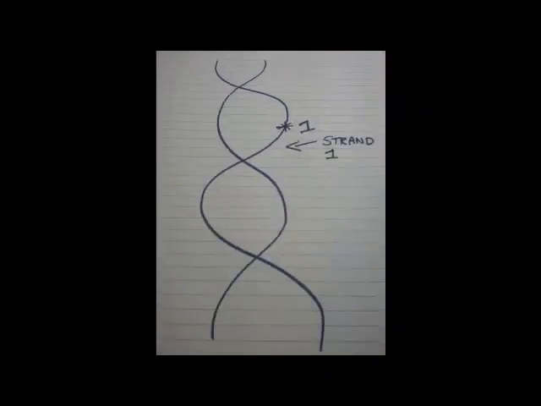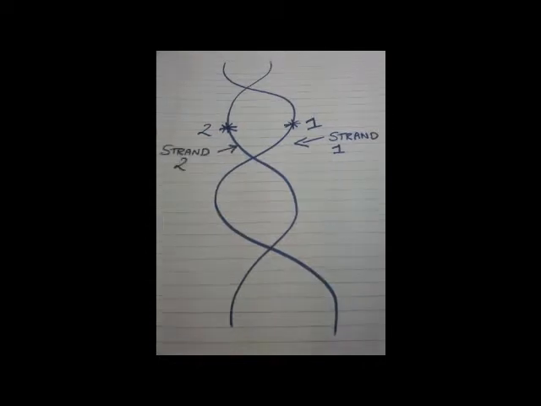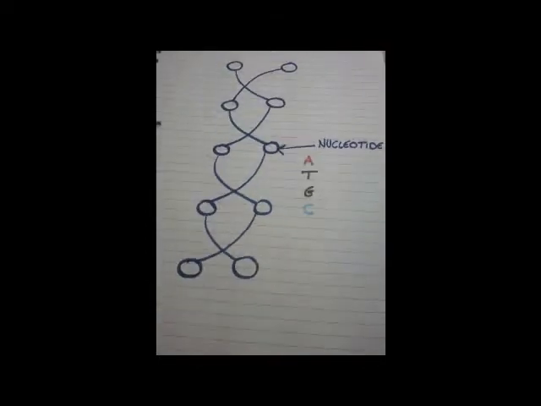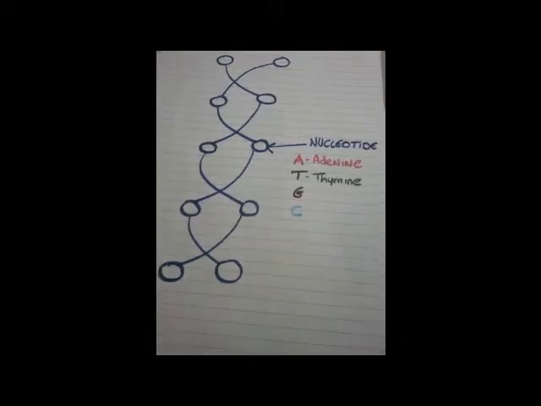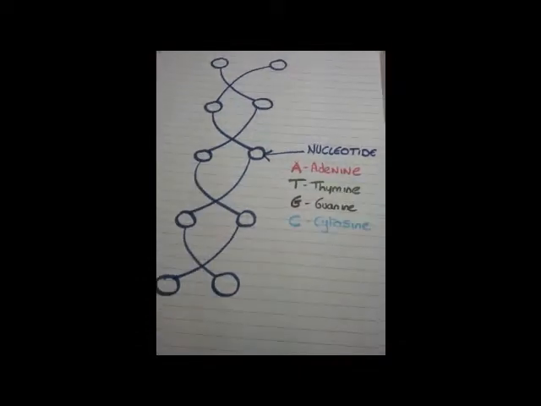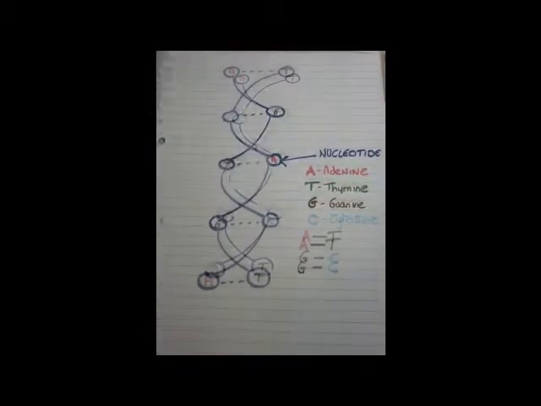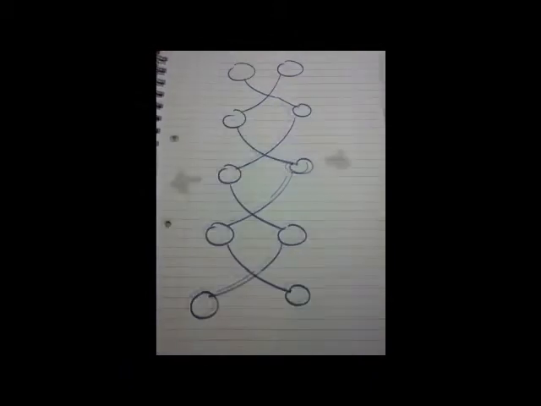DNA sequencing begins with a double helix. Within a double helix there are two strands. Each strand contains molecules called nucleotides. There are 4 nucleotides that exist in nature. These are adenine, thymine, guanine, and cytosine. The bonding rules for nucleotides are that adenine always bonds with thymine and guanine always bonds with cytosine.